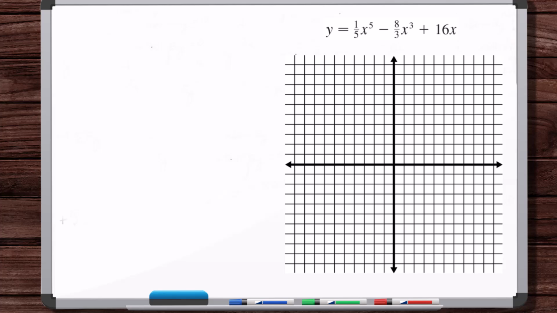Okay, this is the curve sketching example problems. This is the second video. In this video, we're going to sketch this curve. At first glance, it might not look like it with the fractional coefficients, but this is a polynomial, right? So just a constant coefficient x to the fifth, minus a constant coefficient x to the third, plus 16x. So this is a fifth order polynomial.